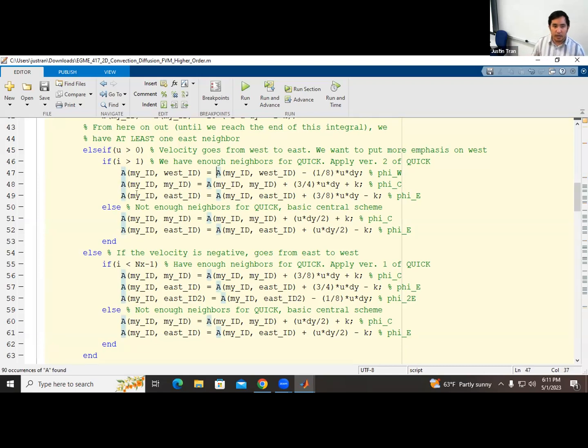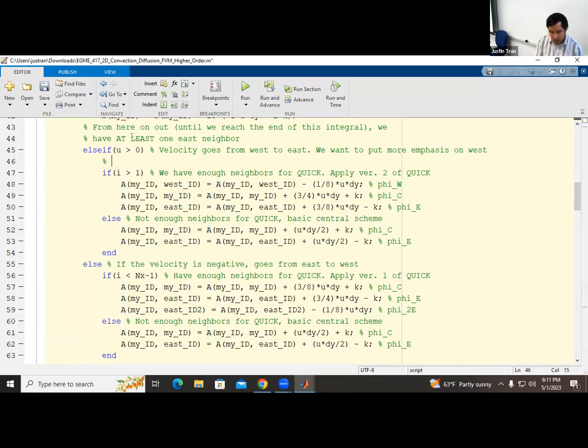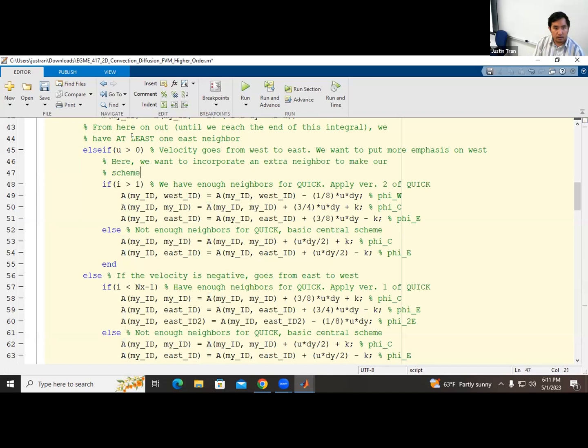Then we jump into this else statement. From here on out, we want to put in an extra neighbor, because that's what the QUICK scheme is. We want to incorporate an extra neighbor to make our scheme higher order, but we want to make sure that that neighbor is actually there.